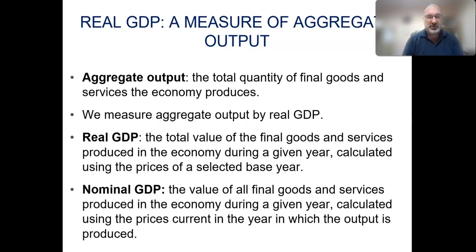So aggregate output is the total quantity of final goods and services the economy produces. We measure that with real GDP just because that's good to compare over time. And that's the total value of the final goods and services produced during a given year, calculated using the prices of a selected base year. And nowadays, it's not a given base year, but a chained 3-year period. So just note that. Nominal GDP is the value of all final goods and services produced in the economy during a given year, calculated using current prices.